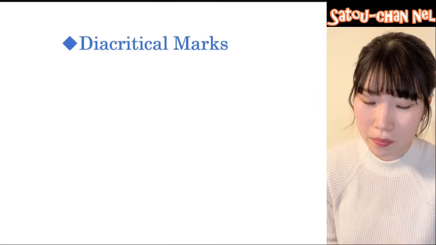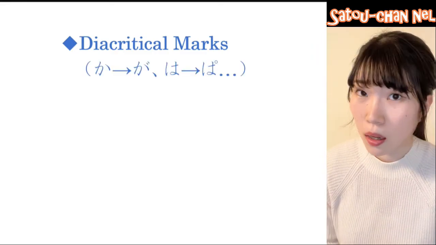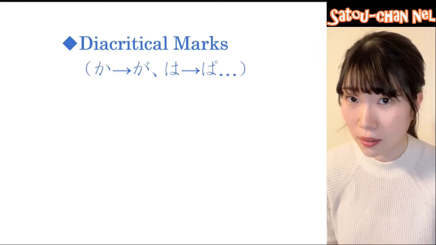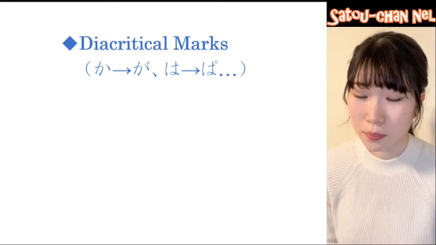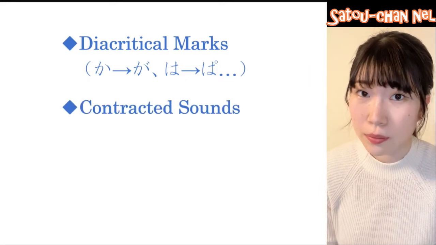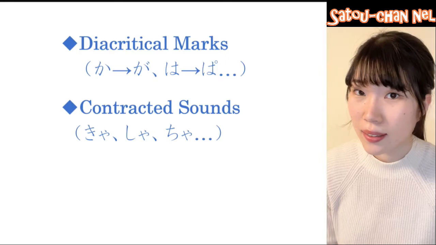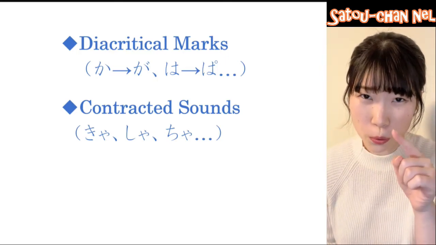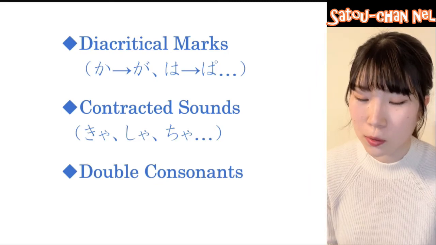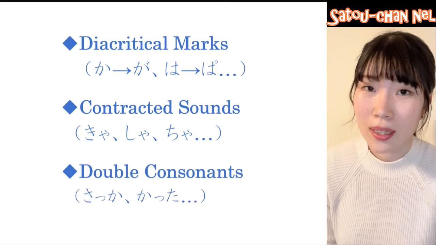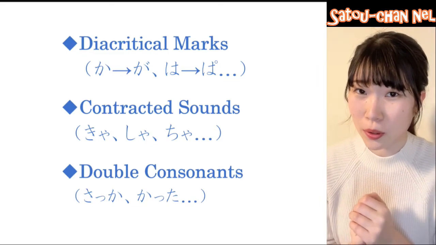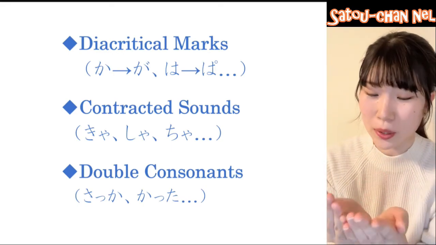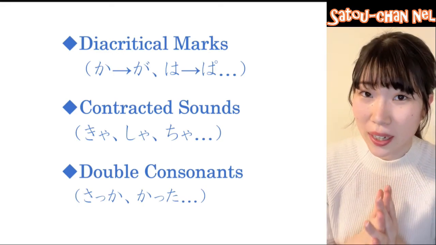These are what we learned today. Diacritical marks. Ka will be ga with 濁点 mark, and ha will be pa with 半濁点 mark. And contracted sounds like kya, sha, cha with small ya, yu, yo. And the last one is double consonants. Sakka, katta. Maybe it was too much for you, but please practice writing and reading a lot so that you can get used to it soon.